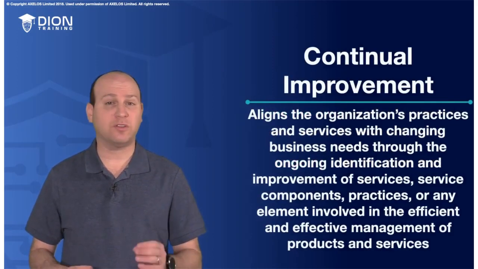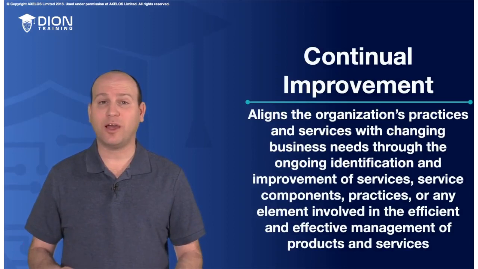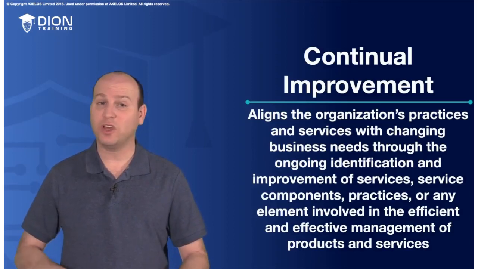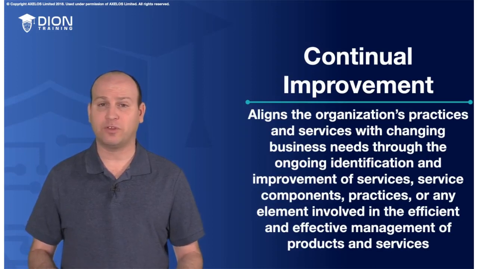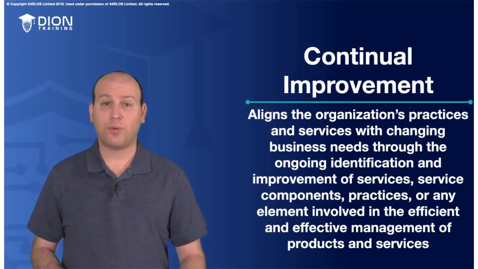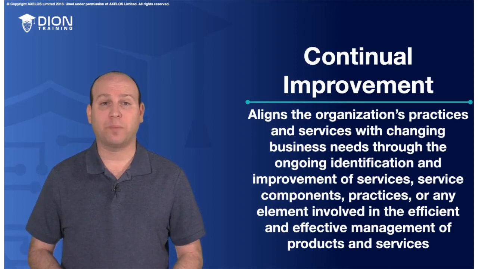Well, the purpose of the continual improvement practice is to align the organization's practices and services with changing business needs through the ongoing identification and improvement of services, service components, practices, or any other element involved in the efficient and effective management of products and services. Basically, how do we make things work better? That's what continual improvement is all about.